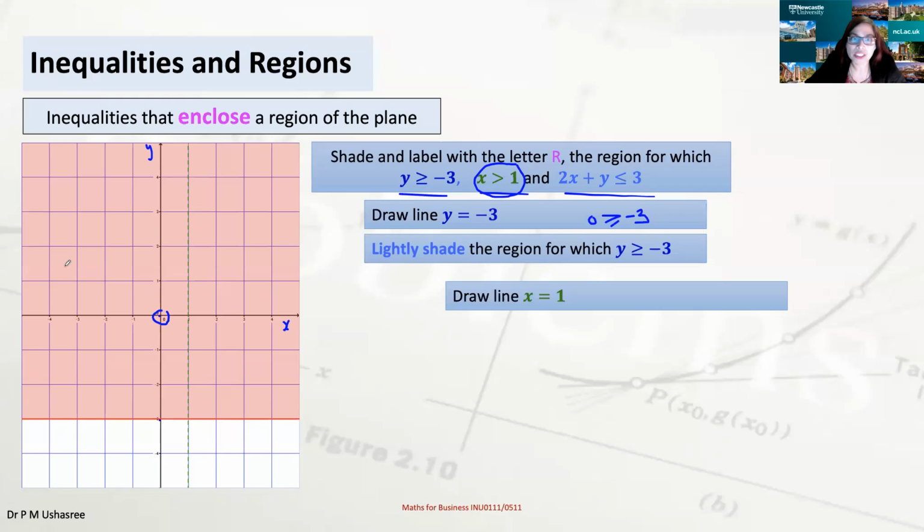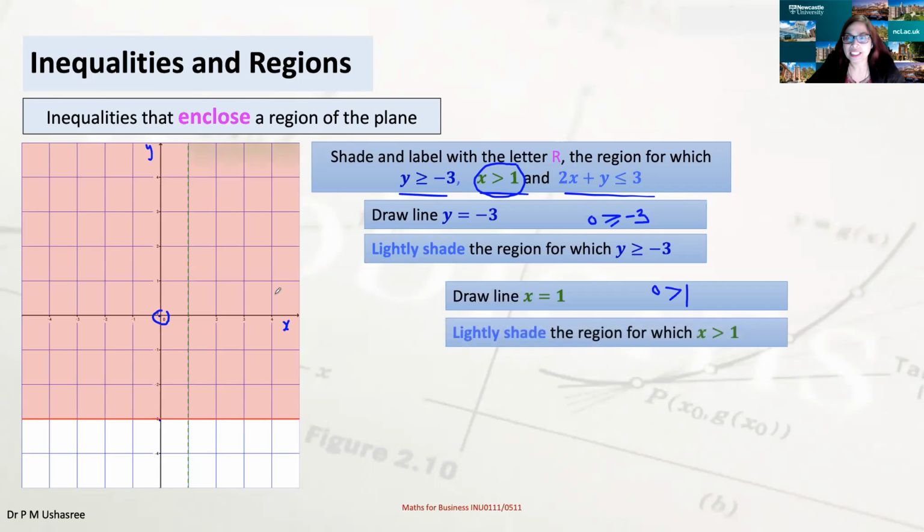Now, which side should we shade? So let's put the origin 0 here. Is 0 greater than 1? No. So that region is not true, it does not satisfy. So that is your region which satisfies. So lightly shade the region for which x is greater than 1.